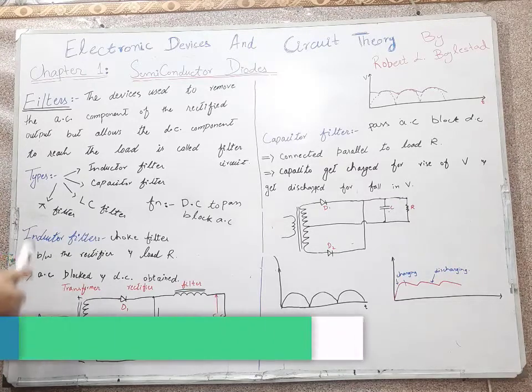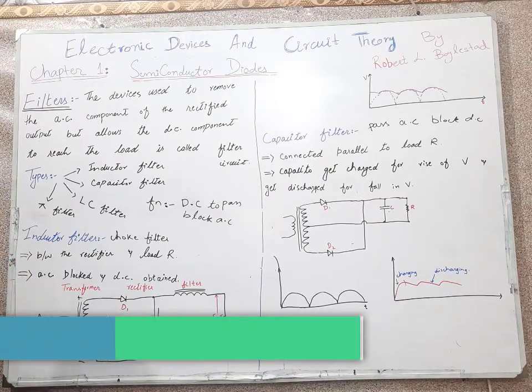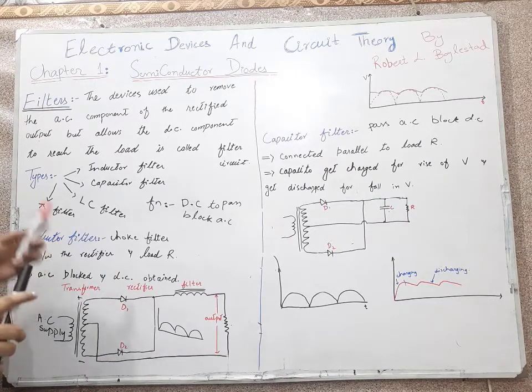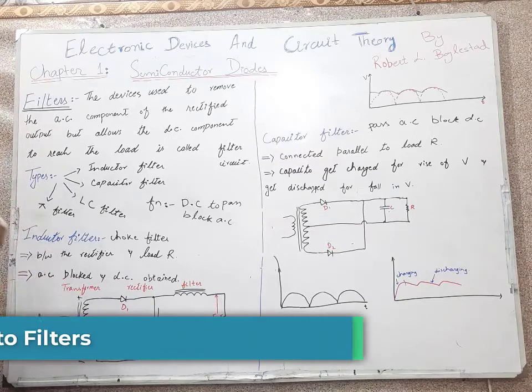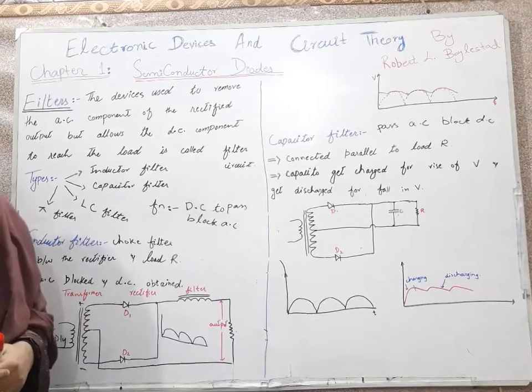I am Mariam. We have started the series of electronic devices and circuit theory by Robert L. Boylestad. This is our chapter number 1 and its name is semiconductor diodes. This is the last topic of our chapter and its name is filters. Today in our lecture we will discuss filters.